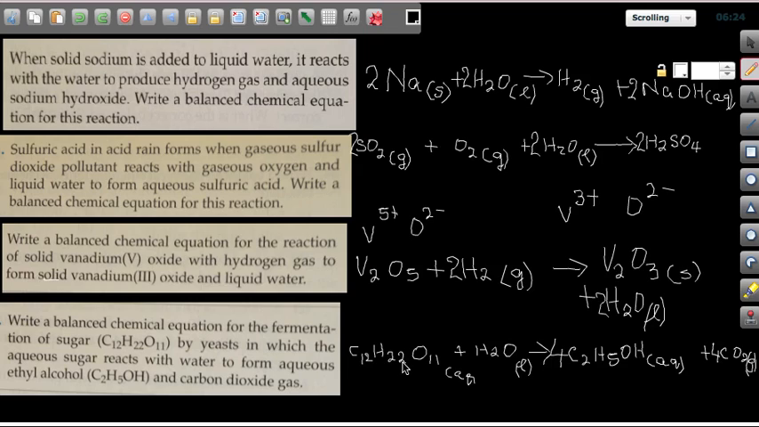I have 24 hydrogen altogether and 12 oxygen altogether. I have 5 plus 1, 6, 6 4s are 24. My hydrogen's already balanced. I have 12 oxygen here, and I have 4. 4 times 2 is 8. 8 plus 4 is 12 oxygen. So I'm balanced.